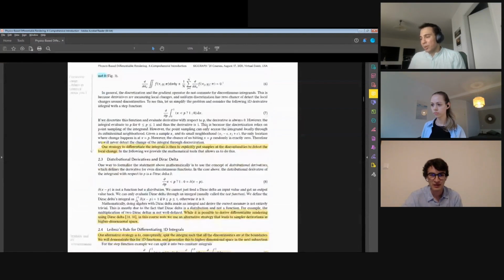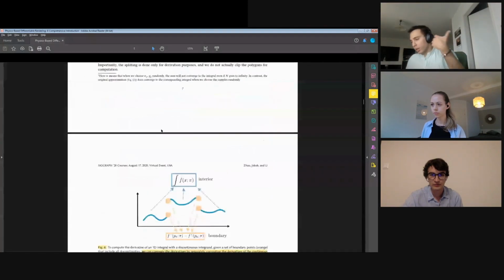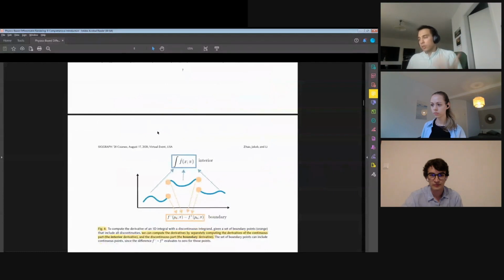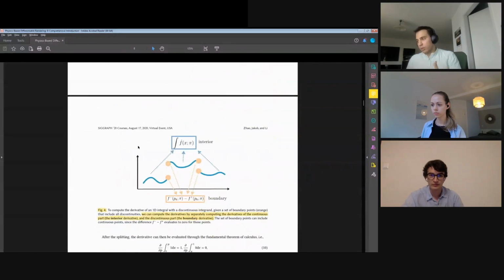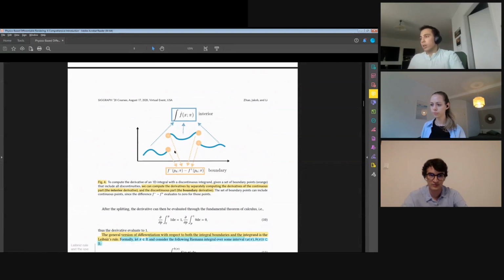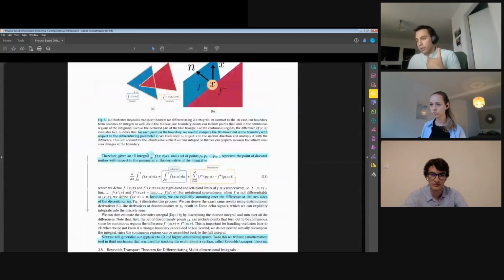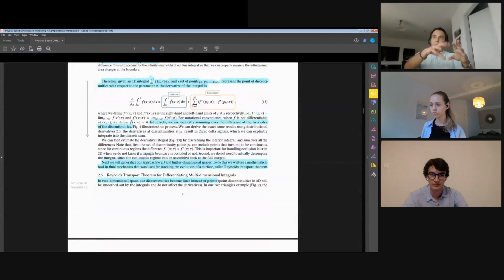Right. Okay, so let me continue. So this is basically in 1D. As mentioned, they find a strategy where they say, using Leibniz rule to take the derivative of integrals, for discontinuous integrals we evaluate on the boundary and the interior. And with that, they switch to the multidimensional case. Leibniz rule for 1D is then called the Reynolds transport theorem for the multidimensional case.